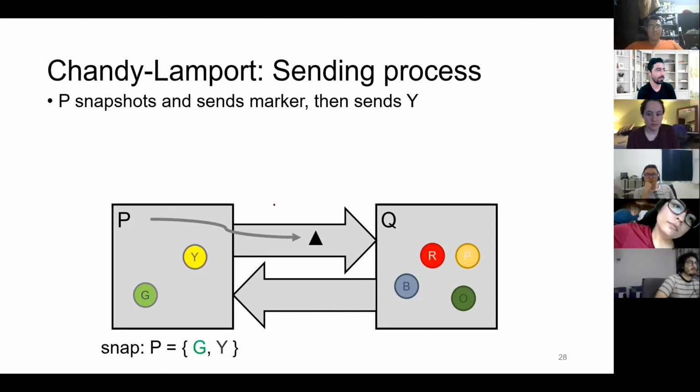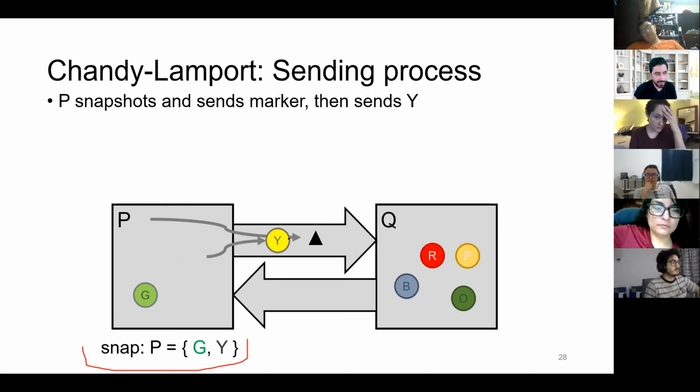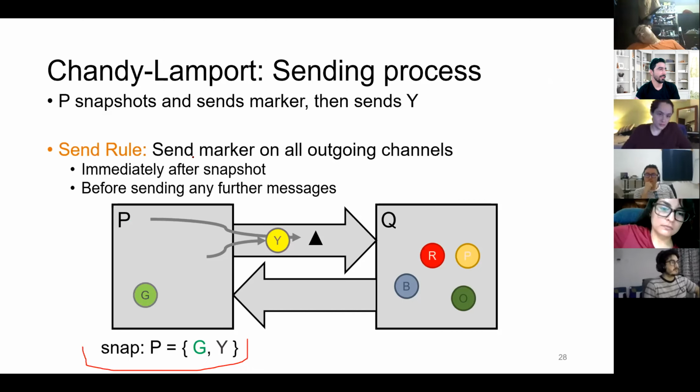Look at it here. So P snapshots, okay? P takes the snapshot, records the state of its local system, then sends the marker in the outgoing channels, and let's say sends to another process. You remember last time it was the duplication issues in this example. So this is the send rule: send marker on all outgoing channels that we discussed. So immediately after taking a snapshot, send the markers. Sending the marker happens immediately after taking a snapshot, before any other messages. So you take the snapshot, you send the marker first, then you do the further messages, like say token Y here.